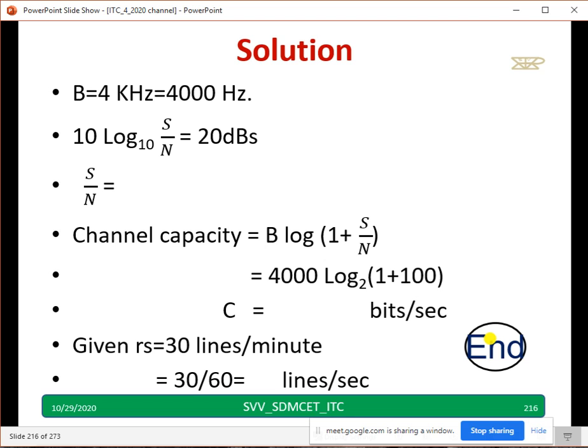Good. Let me show you the answers. C equal to 26.632 kilo, it's correct. And 0.5 lines per second is also correct, Nivedita. And Sir, bandwidth is 3.5 kilohertz, so you took 4 kilohertz.